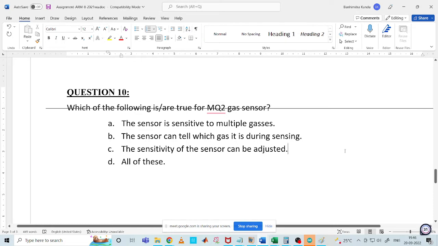When you say the sensitivity of the sensor, it is the sensitivity of the whole IC. It might happen that the sensor is giving output, but if your threshold is very high, you will not get the digital output. If you keep your threshold low, you might get the digital output. So it is not the sensitivity of the core sensor; it is the sensitivity of the whole MQ2 IC. Okay.